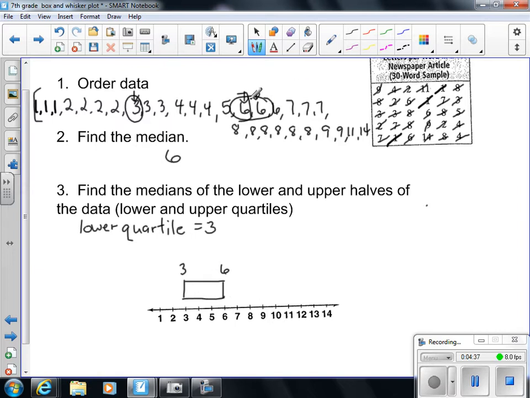And then let's do the same for the upper half. 1, 2, 3, 4, 5, 6, 7, 8. 1, 2, 3, 4, 5, 6, 7, 8. Okay, so my median of the upper half, or we call it the upper quartile, would be what? 8. Okay, so I make another bar above the 8, connect, and label.